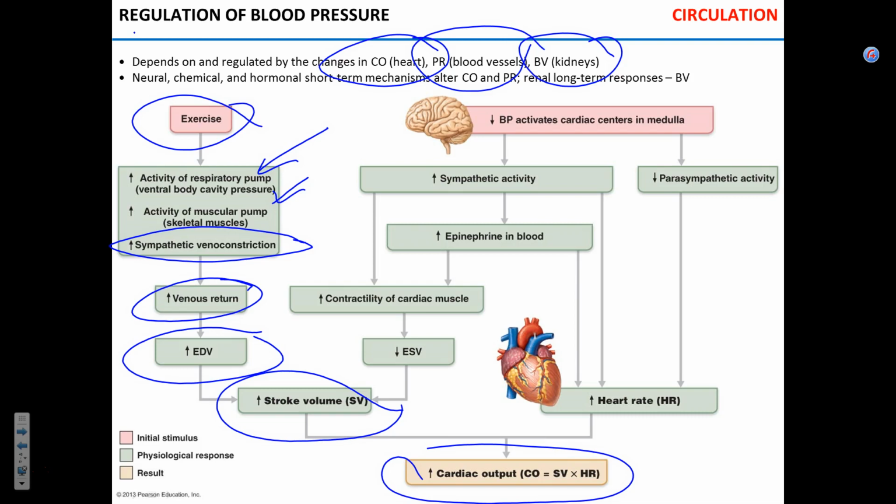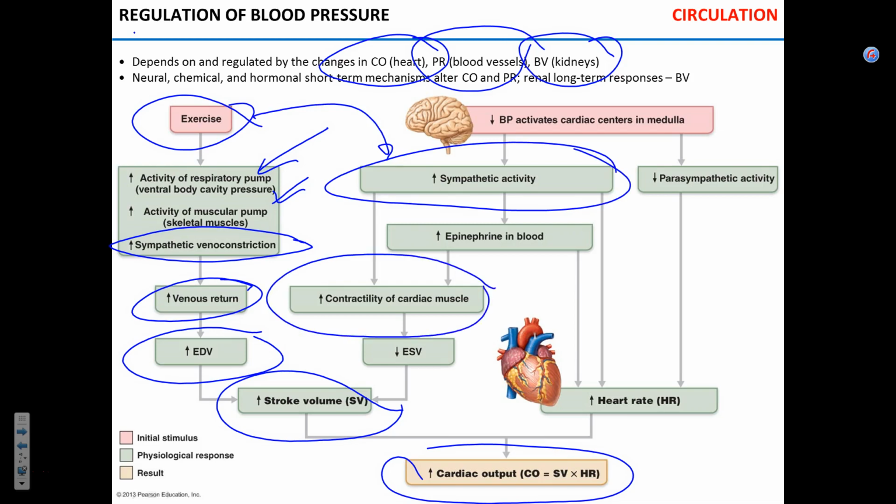Now, when you exercise, your sympathetic system is activated. Sympathetic activity increases the force of contraction, which decreases end systolic volume, again increasing cardiac output. Yes? Is this really similar to the other chart that we had on the cardiac output? Absolutely. So it's basically the regulation of cardiac output.